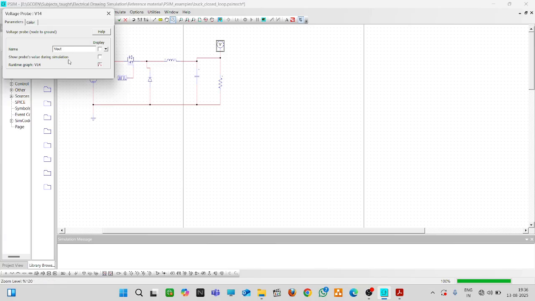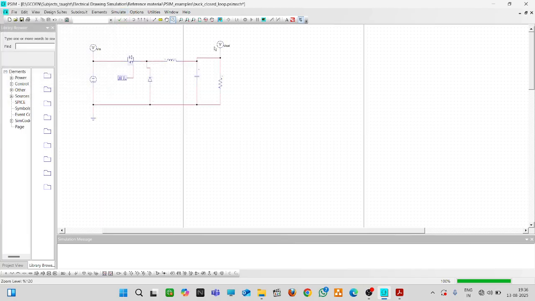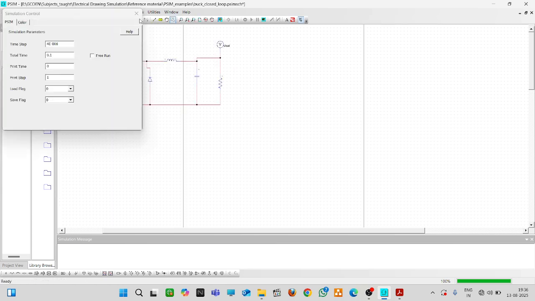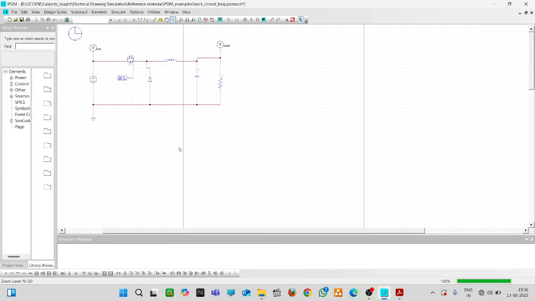Okay, both the things are over. Now we need a simulation control. Simulation control, this is the thing. Okay, so now everything is properly connected, so we can check the waveforms of it.